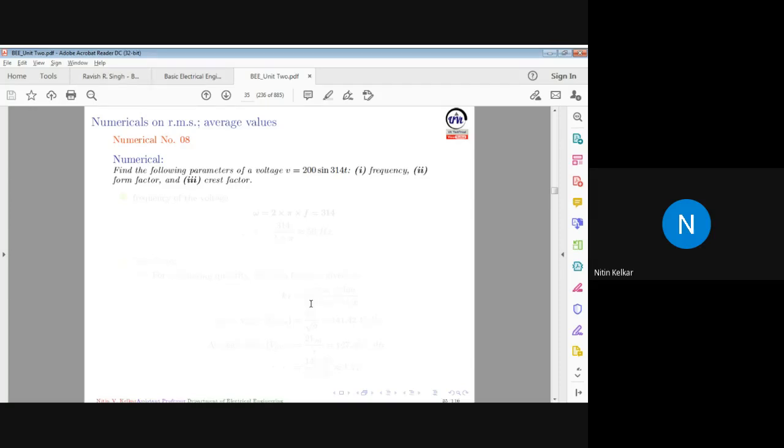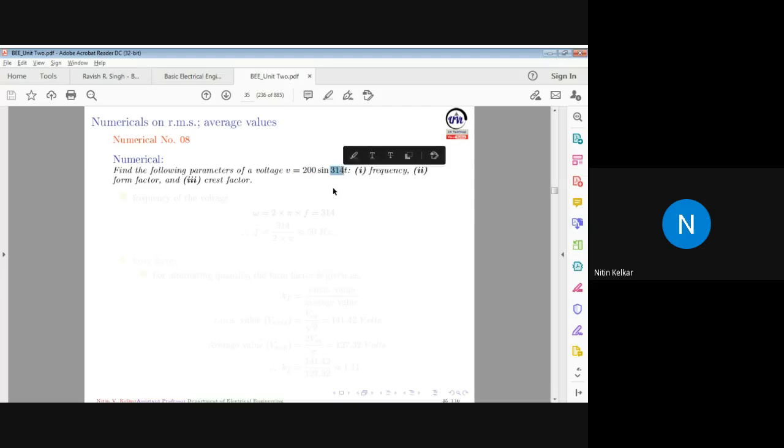As you can see, we are supposed to calculate the value of frequency, the value of the form factor, and the value of the crest factor. Even though we know that for a sine wave the values of form factor and peak factor are fixed, we still have to calculate them using the formula. First of all, we have to calculate the frequency, which is asked in the first part of the numerical.